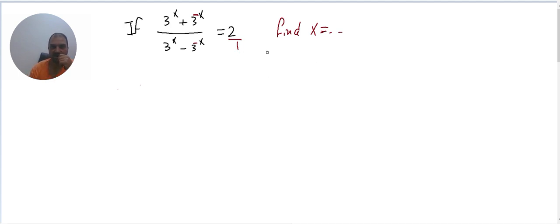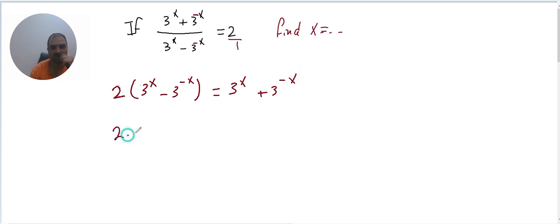We can simplify with the product of extremes equal to the product of means, right? 2 times (3^x subtract 3^(-x)) is equivalent to 3^x plus 3^(-x). Using the distributive property, write 2 times 3^x subtract 2 times 3^(-x) is equivalent to 3^x plus 3^(-x).